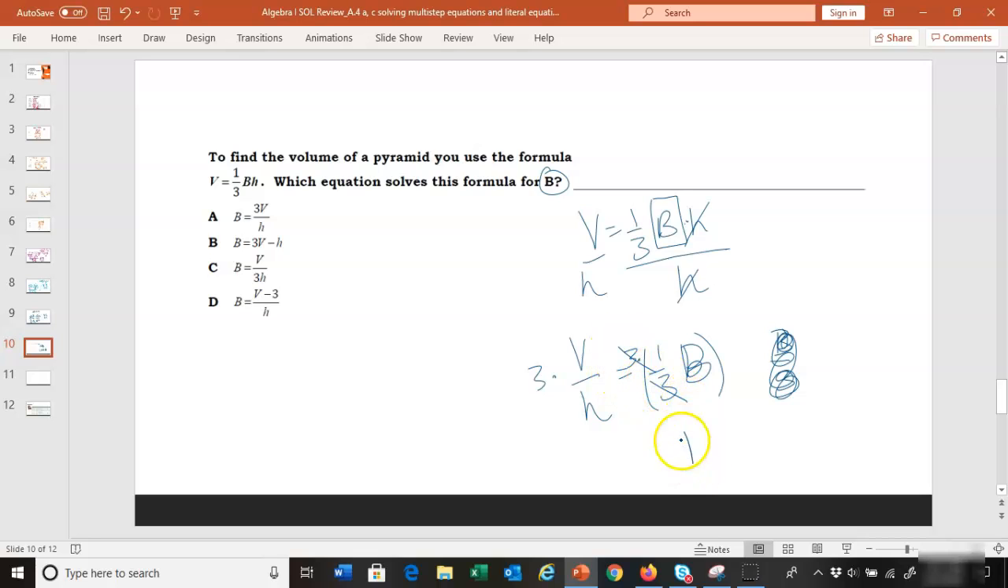These will cancel. That's the whole goal. And you get 3 times v over h. Let's match it up. So over h, it's definitely not b, it's definitely not c, because the 3 is on top. If the 3 were on the bottom, then it would have to be 1/3. That's not what we have. We have 3. So it is A.